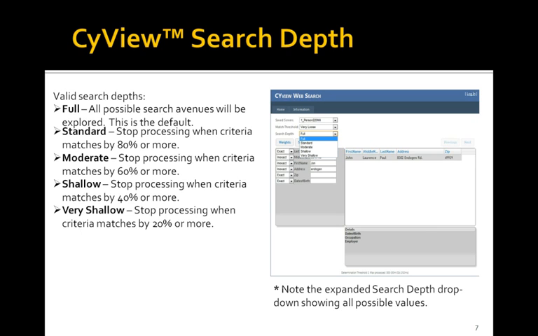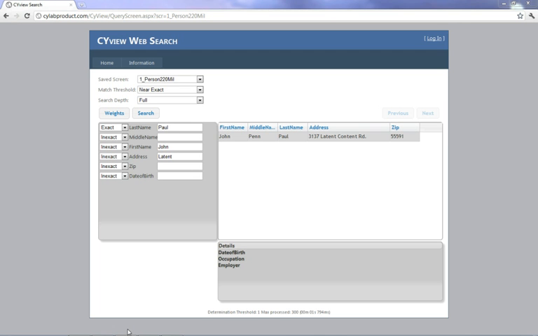Now we've been introduced to the concept of the search depth. Let's see this setting in action. Let's run a query and show how the search depth affects the return results. Set the match threshold to near approximate. Ensure that the search depth is set to very shallow.